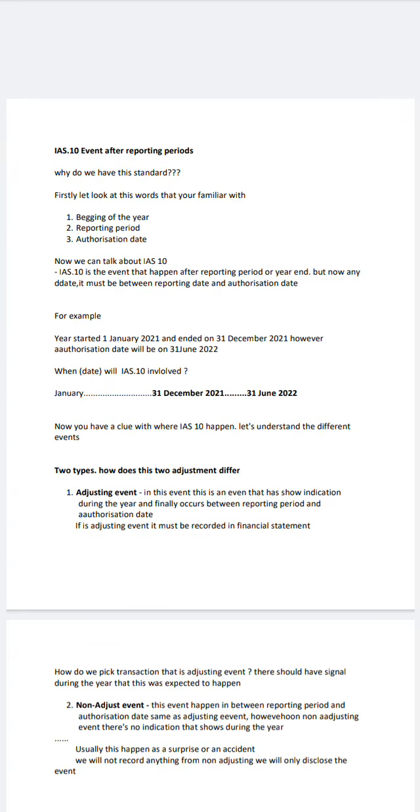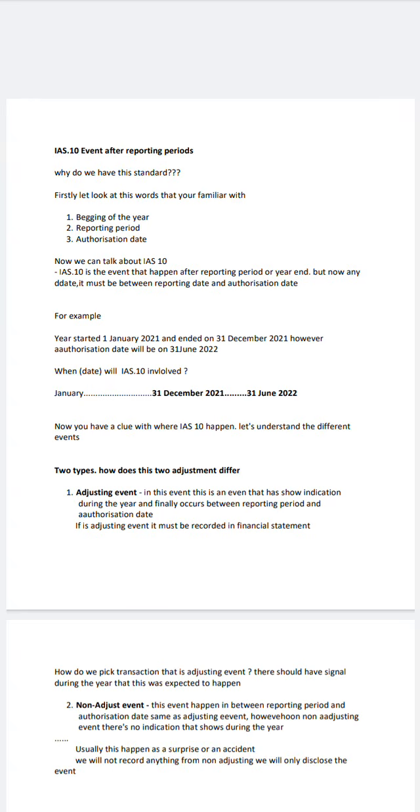Firstly, let's understand what a reporting period is. A reporting period is the end of our current year. This is the date of the end of our current year. Then the authorization date is the date of authorizing the financial statements. Let me give you a clear example. If we have a year which started on 1 January until 31 December, our reporting period is 12 months, ending on 31 December.